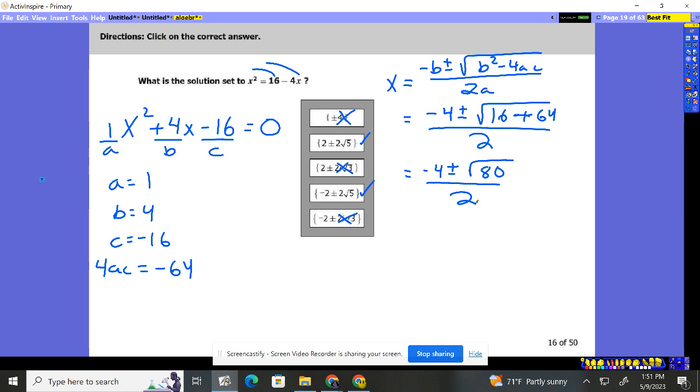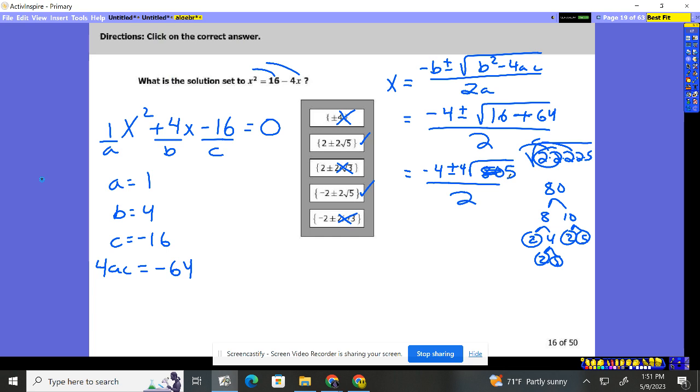Now, none of these answers look like that, but what is the square root of 80 simplified? If we break down 80: 8 and 10, 2 and 4, can't go any further, 2 and 2, can't go further, 2 and 5, prime. So 80 is going to break down to 4 twos and a 5. A 2 is going to come out, another 2 is going to come out. So you can have a 4 out here, and in here would be a 5.